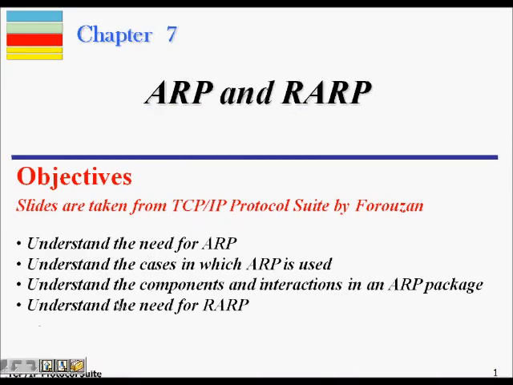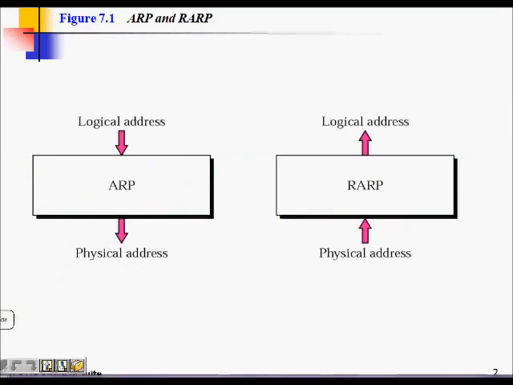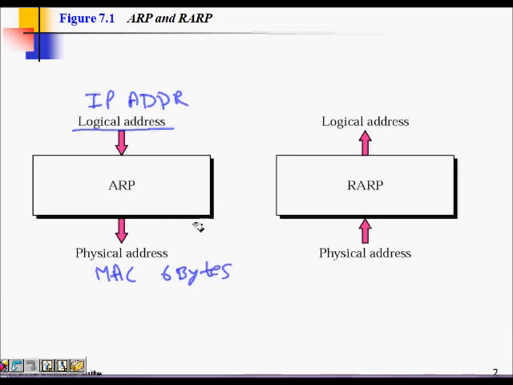So what happens is when you are on a local area network, we operate on two addresses for a host. One is your logical address, for example your IP address, and then we also have a physical address, which is the MAC address of 6 bytes. So how to make a relationship between these two addresses? In this, ARP and reverse ARP help.